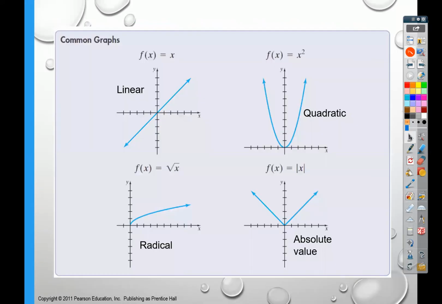Okay, here are some common graphs. You've got the linear graph, a quadratic graph, a radical graph, and an absolute value graph. So I want you to look at the symbols and write all these down. Go ahead, you need to write these down in your notes.